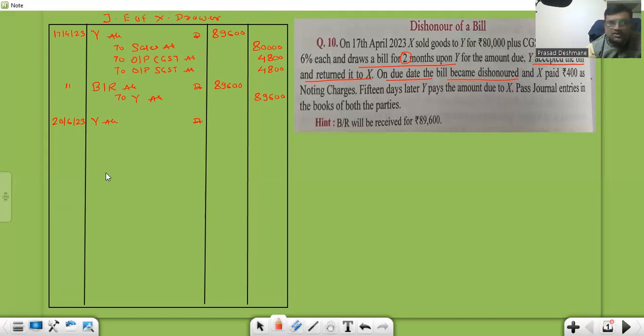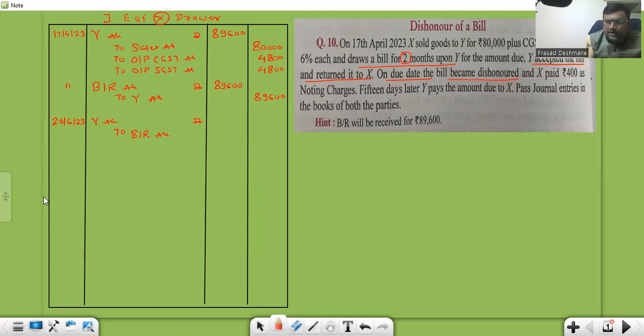Then we'll check who's the current holder and we'll credit them. Who's the current holder in this case? They didn't mention anything about endorsed or discounted. So he retained the bill. So drawer only holds the bill. So in the books of drawer, in the books of X, we can't write X. So instead of X, what we'll write? BR.